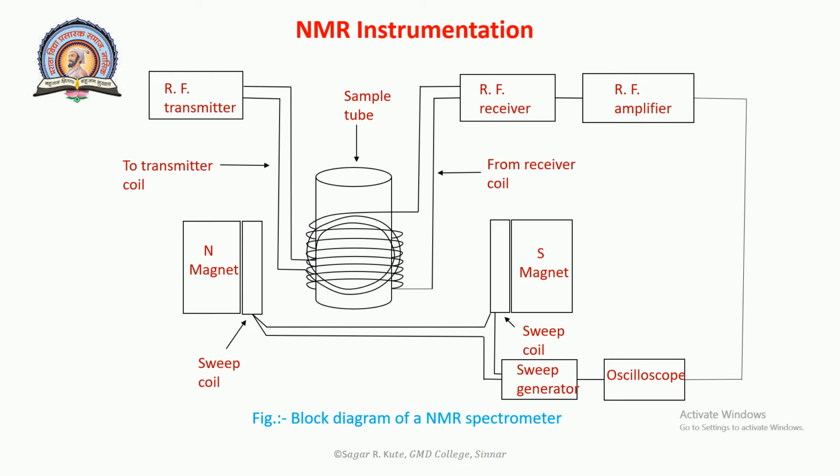Sixth is a readout system consisting of an RF amplifier, recorder and accessories to increase the sensitivity, resolution and accuracy. These are the basic requirements of an NMR spectrometer. A systematic representation of these components is shown in this figure.